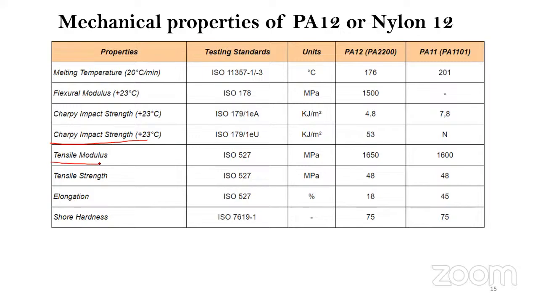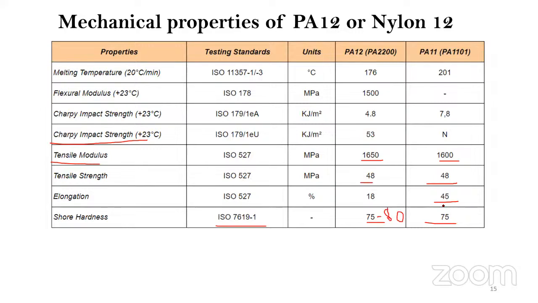And this tensile modulus, we have more, as these have more flexibility. So these have 1650 and this has 1600. Tensile strength is also quite similar. There is not that much variation. Elongation, if you see, this has higher elongation. And Shore hardness, that is according to ISO 7619, they both have similar, but I think this PA12 is limited in range up to 80.